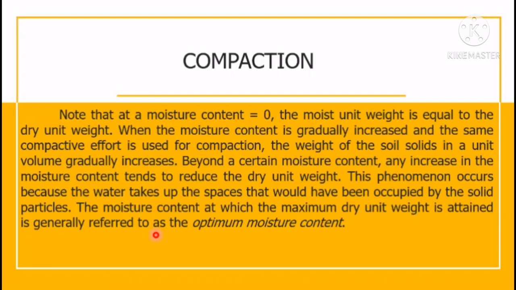And in compaction, we have to note that at a moisture content equal to zero, the moist unit weight is equal to the dry unit weight. When the moisture content is gradually increased and the same compactive effort is used for compaction, the weight of the soil solids in a unit volume gradually increases. Beyond a certain moisture content, any increase in the moisture content tends to reduce the dry weight. This phenomenon occurs because the water takes up the spaces that would have been occupied by the soil particles. So the moisture content at which the maximum dry unit weight is attained is generally referred to as the optimum moisture content.